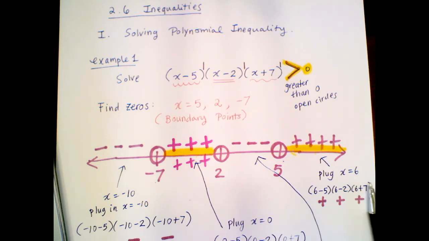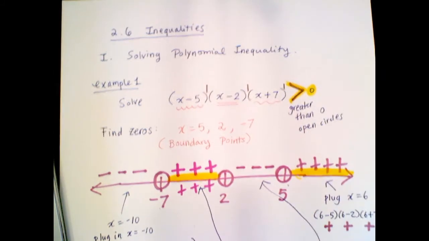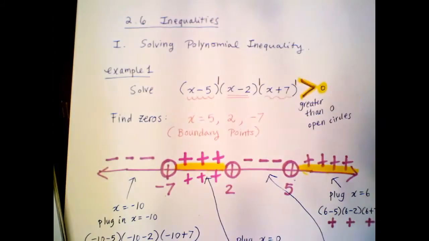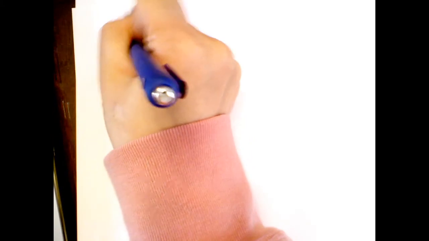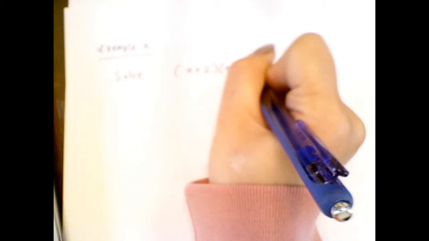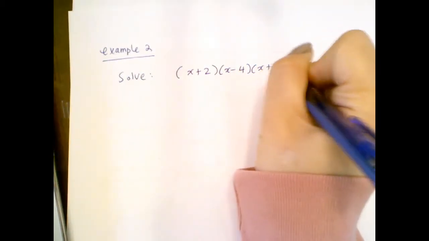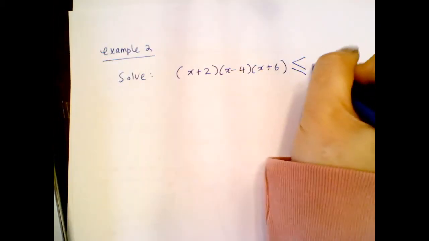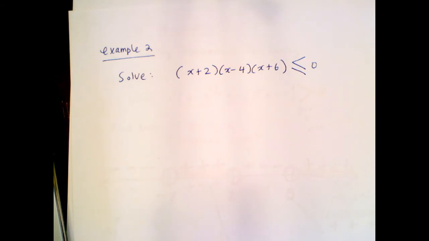No, not yet. I told you that I'm going to do like 7 examples today. So I'll really do all those 7 examples with you. All right, number 2. Write down example 2. And this one, I'm going to ask you to solve, but still solving a factored form. x plus 2 times x minus 4 times x plus 6, and say that is less than or equal to 0. So let's solve this, and you know how to start. We're going to find the zeros first. Find zeros.